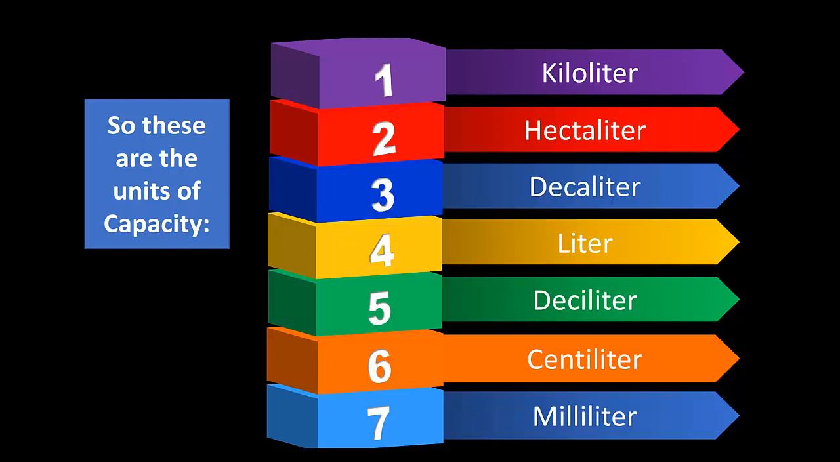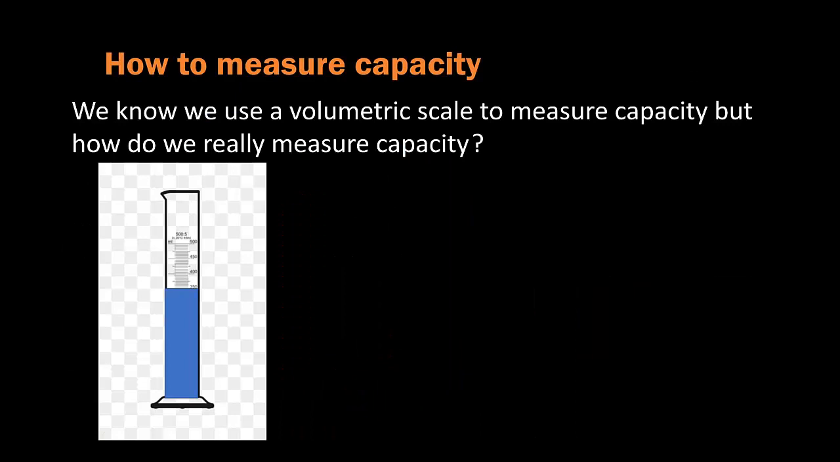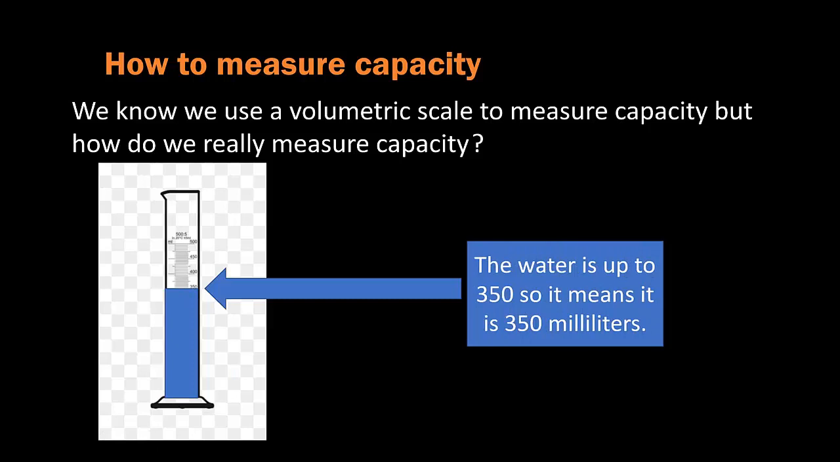Now let's see what gadget we use to find capacity. Well, we can't measure capacity with a weighing scale nor a ruler. So that's why we use a volumetric cylinder or volumetric flask. So now we know what gadget to use, but how do we measure it? Over here we have a volumetric cylinder with some water in it. If you look closely, the water is up at 350, so that means the water is 350 milliliters.